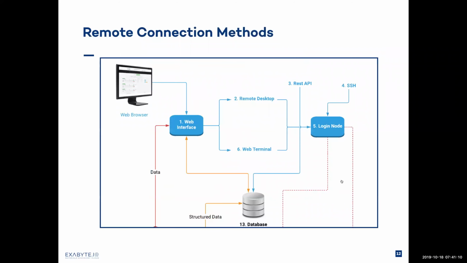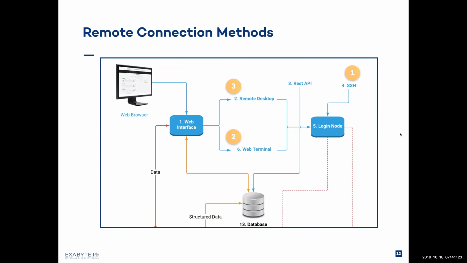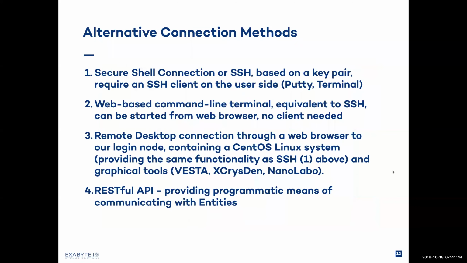Okay, so remote connection methods, if you look at it in more detail, they do have one thing in common, and that is all the remote connection methods connect remotely to the login node. And the login node is connected to the computational infrastructure through a resource management system, as demonstrated here in red. And there really are 4 different alternative connection methods.